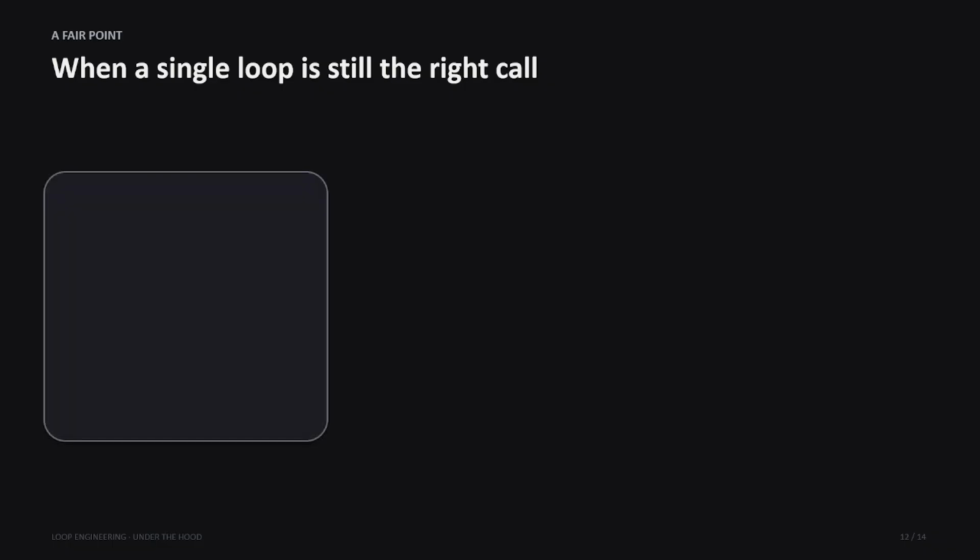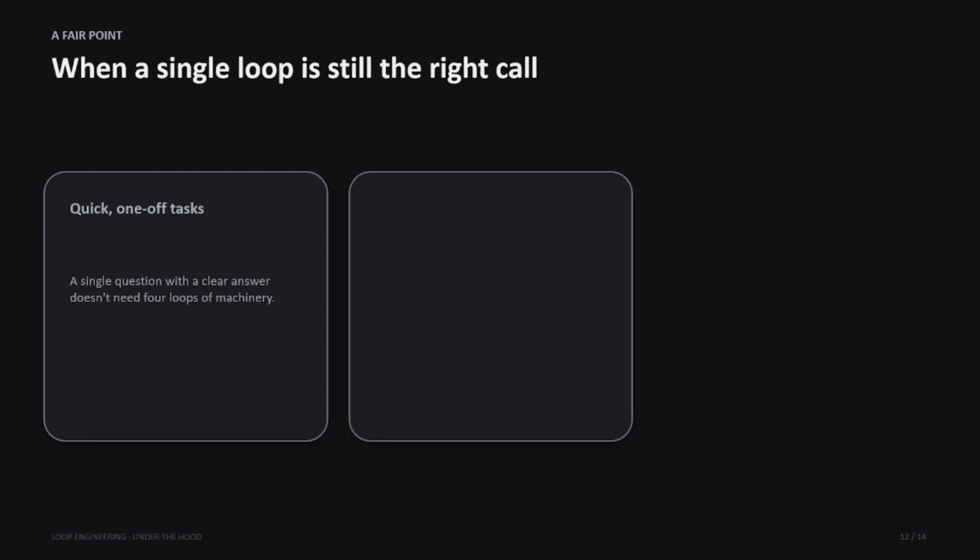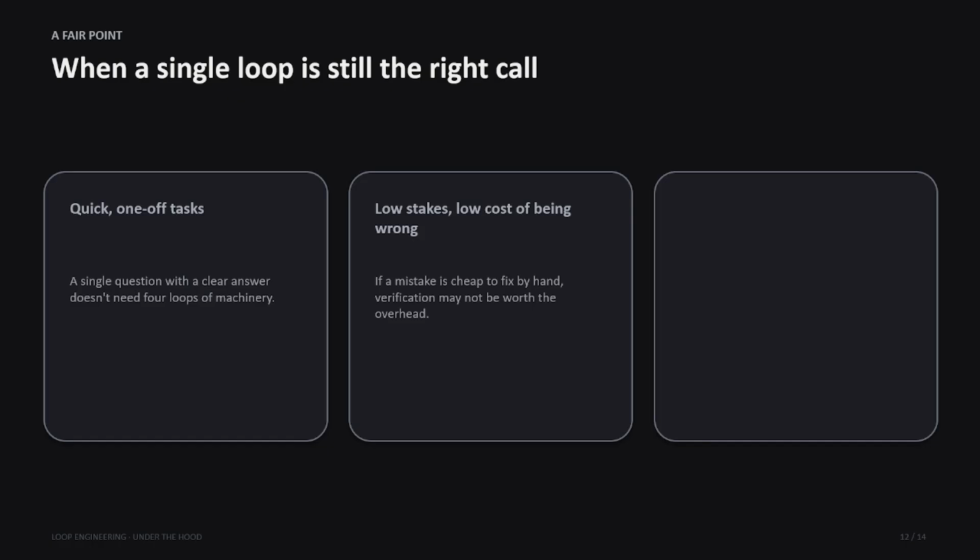Now, we should be fair, not every task needs all these loops. If the task is small and simple, one prompt may be enough. For example, if you ask what is the capital of France, you do not need a big system with four loops. Also, if the mistake is low risk and easy to fix, extra verification may not be worth the time or cost. And for hill climbing, you need real past data. On day one, there may be nothing to learn from yet, so we should add loops only when they are useful.